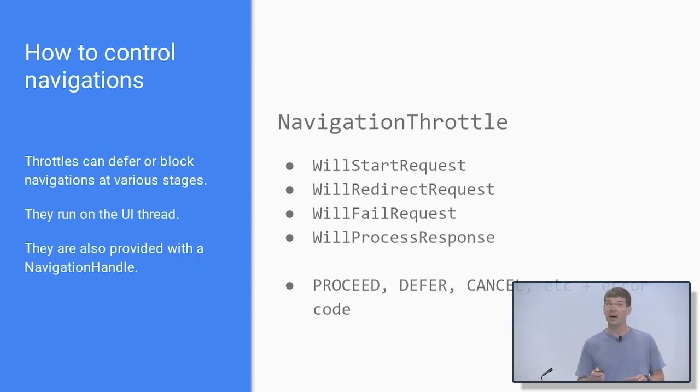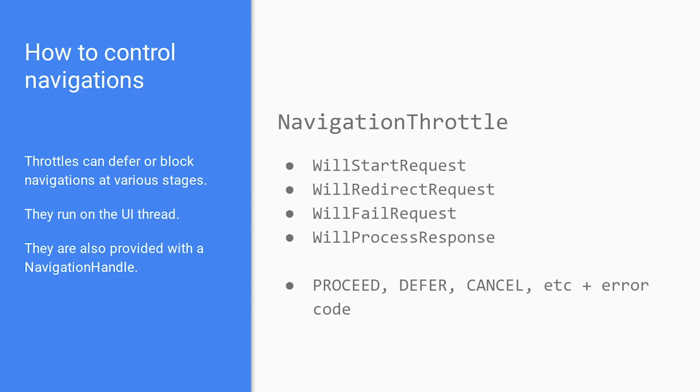If you want to do something like that, then we have another mechanism called a navigation throttle. Throttles are objects that live on the UI thread, and they allow you to defer, meaning pause, or block navigations at various stages. They will also give you a navigation handle that you can use to query for context. The way you use them is you can override the public NavigationThrottle class and override some of these methods.